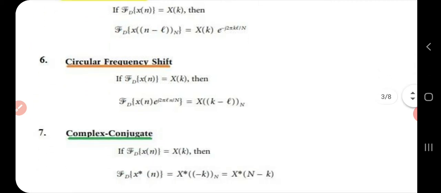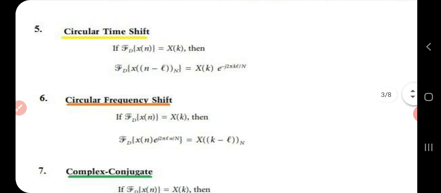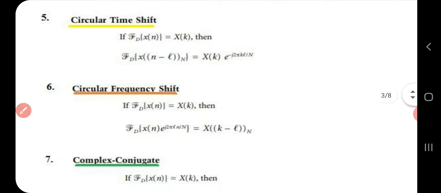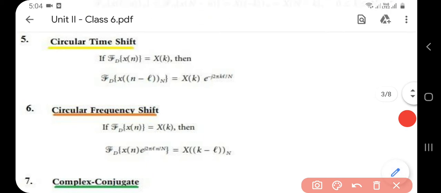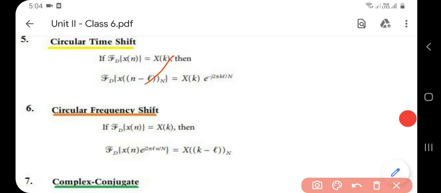Next is circular frequency shift. If DFT of x of n is equal to X of k, then DFT of x of n e raised to j 2 pi l n by N equal to X of (k minus l) modulo N. So here l is the shift applied. Here l is the time shift in the previous property, and here l is the frequency shift.